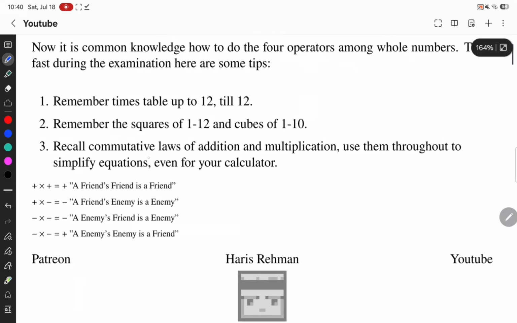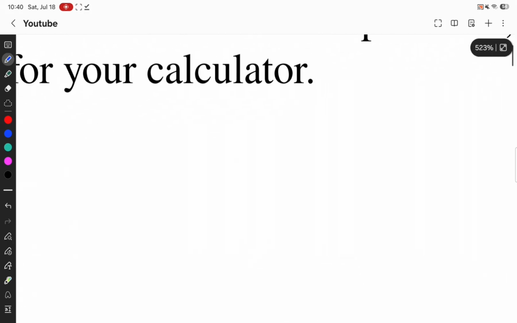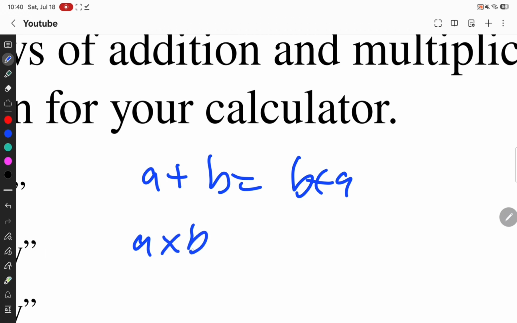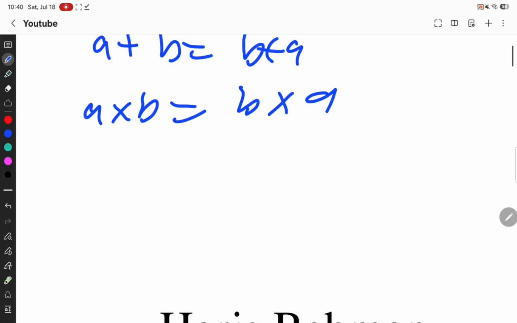Recall the commutative laws of addition and multiplication. Use them throughout to simplify equations, even for your calculator. Remember, you need to know them. What are they? a plus b is equal to b plus a. a times b is equal to b times a. This does not apply for only two numbers, but for many.